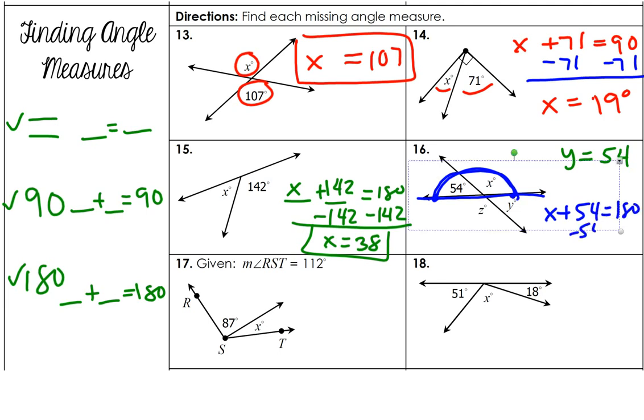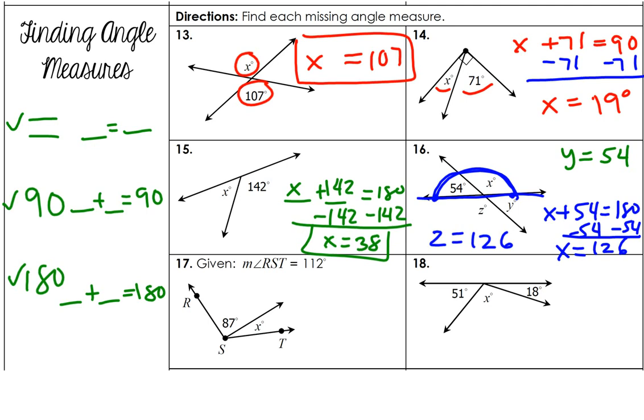So I subtract 54, subtract 54, and now I'm going to get my answer for x. So x is equal to 126. And since x and z are equal, then I don't even have to do any math here. That's 126 as well.